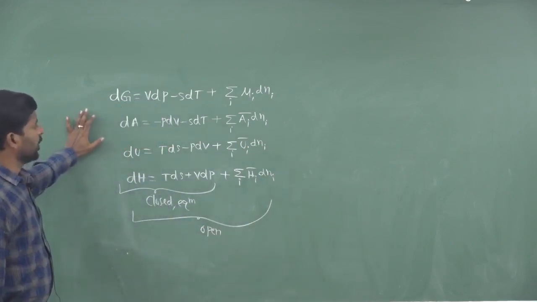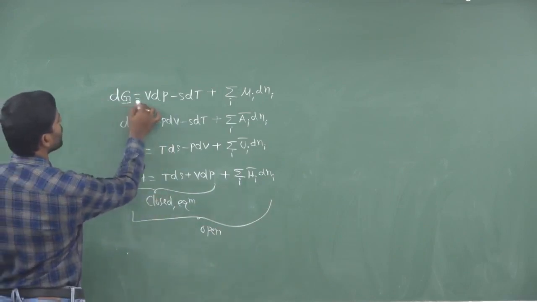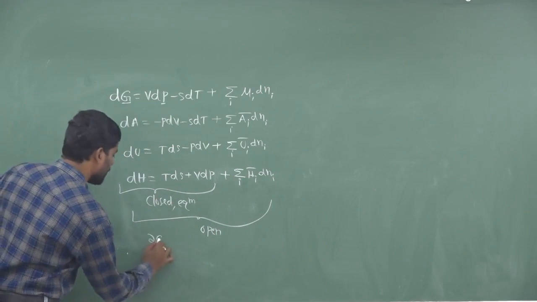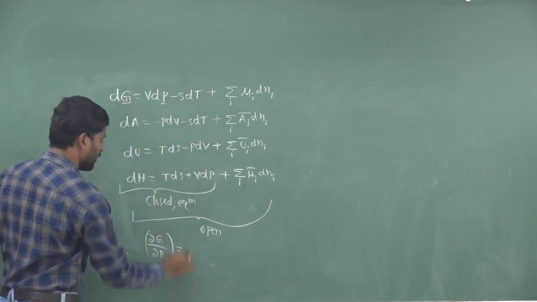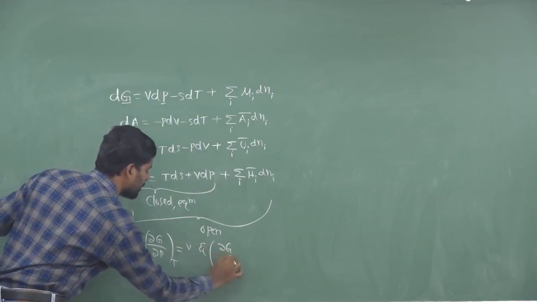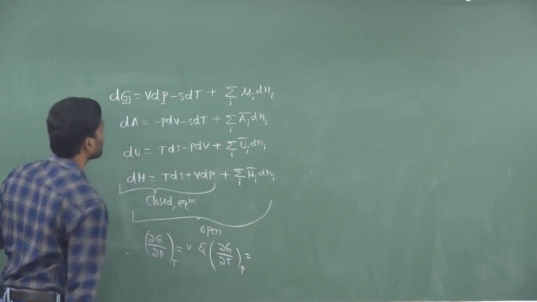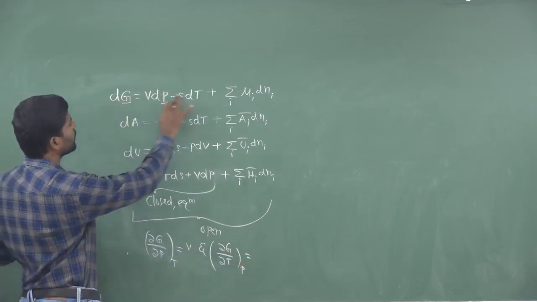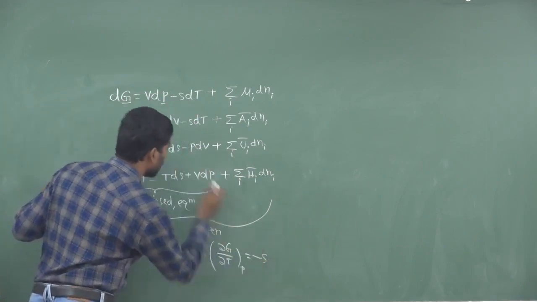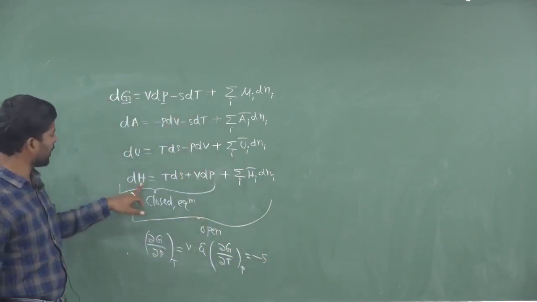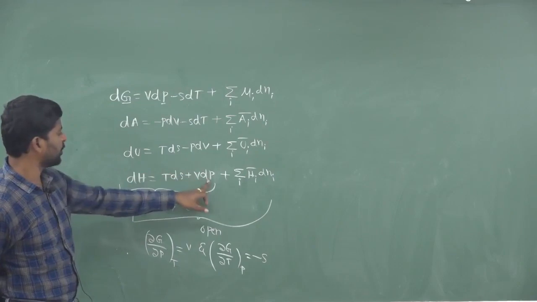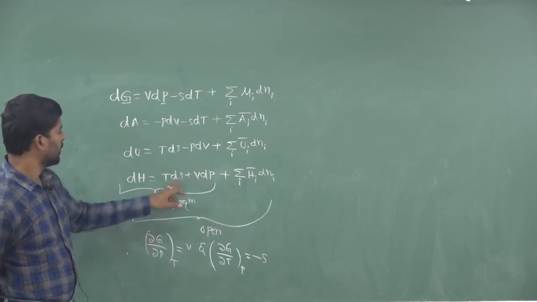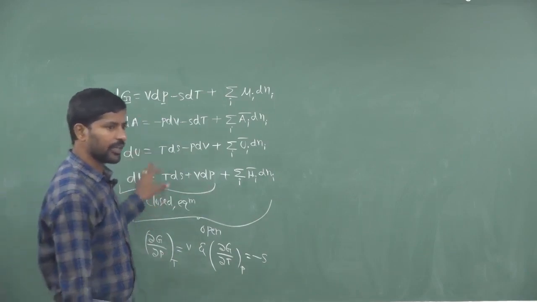And some other relations are, what about variation of G with pressure at constant temperature? At constant temperature this term becomes zero, so the variation of G with pressure is equal to V. And what about variation of G with temperature at constant pressure? At constant pressure this term becomes zero, so the variation of G with temperature is minus S. Like that we get eight relations. What about variation of H with S? That is T. Variation of H with P at constant entropy is V. So like that we will get eight relations.